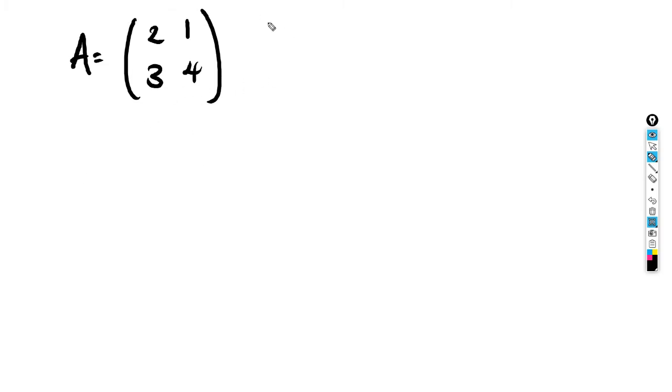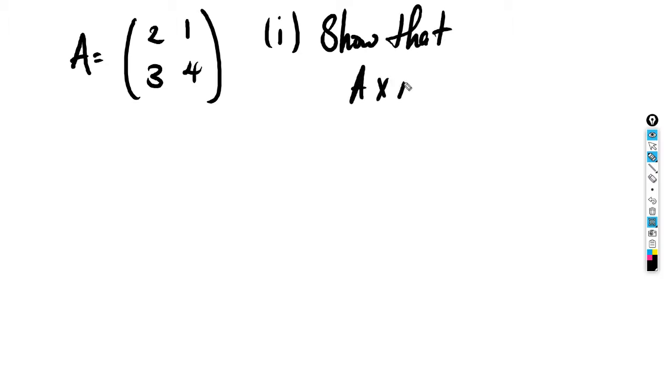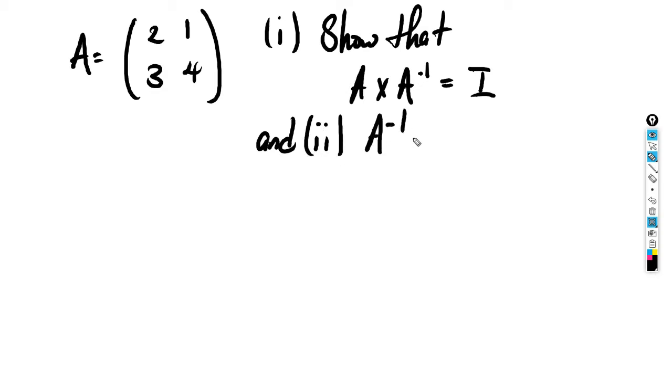Cool. And more than likely the question would say, show that A multiplied by A inverse is equal to the identity matrix, right? And it may also say, as a second part of the question, that A negative 1, A inverse, multiplied by A is equal to the identity matrix. And this is also true as well.